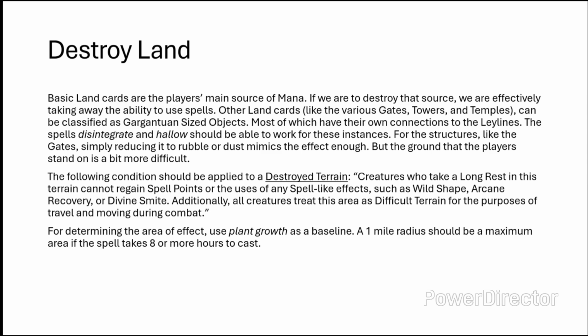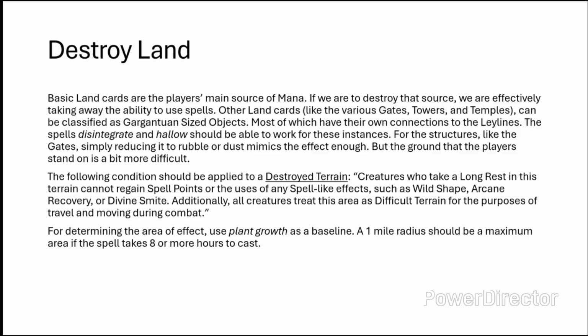This is going to be a condition called Destroyed Terrain. Creatures who take a long rest in this terrain cannot regain spell points or the uses of any spell-like abilities such as Wild Shape, Arcane Recovery, or Divine Smite, but only while you're in this terrain. Additionally, all creatures treat this area as difficult terrain for the purposes of travel and moving during combat. I think this is fair.